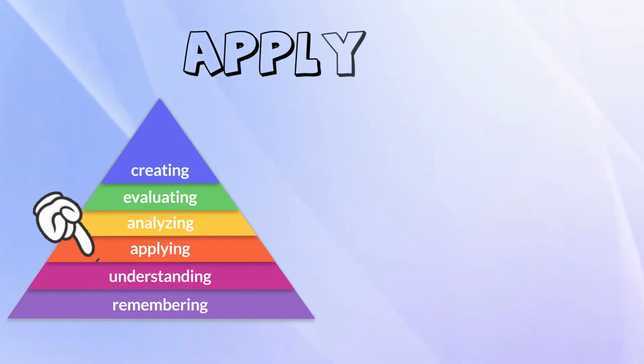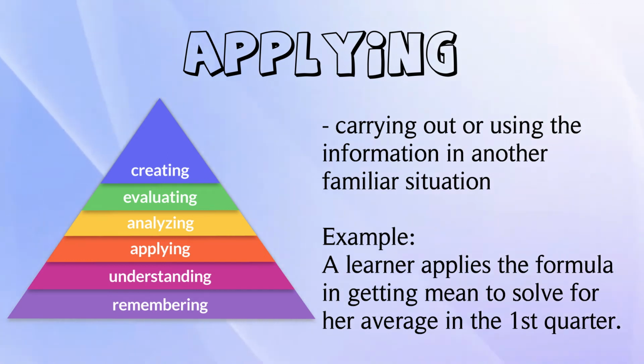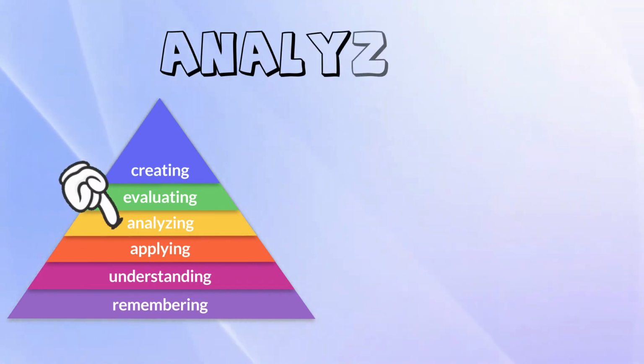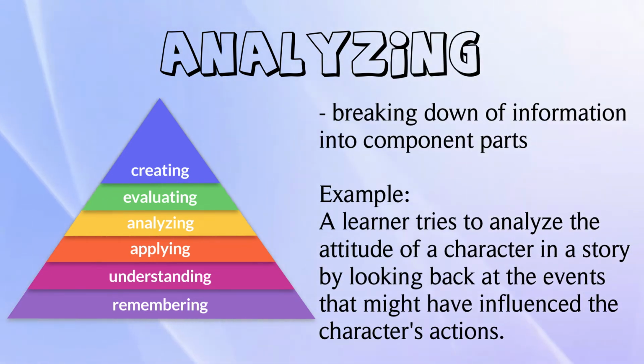Next is applying. In this category, facts, rules, concepts, or ideas are being applied, or it basically refers to carrying out or using the information in another familiar situation. One example is when a learner applies the formula in getting the mean to solve her average grade for the first quarter. Next is analyzing. This category involves breaking down of information into component parts. One example is when a learner tries to analyze the attitude of a character in a story by looking back on the events in the story that might have influenced the action of the character.